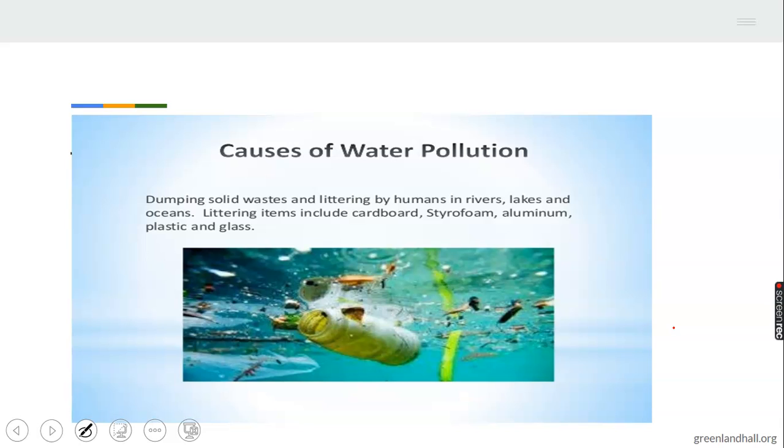Littering items include cardboard, styrofoam, aluminium, plastic, and glass. So the kinds of things that can litter the water: cardboard, styrofoam, aluminium, glass, plastic, nails, bottles, spoons, plates, leaves, nylon, different kinds of things you see in the water.